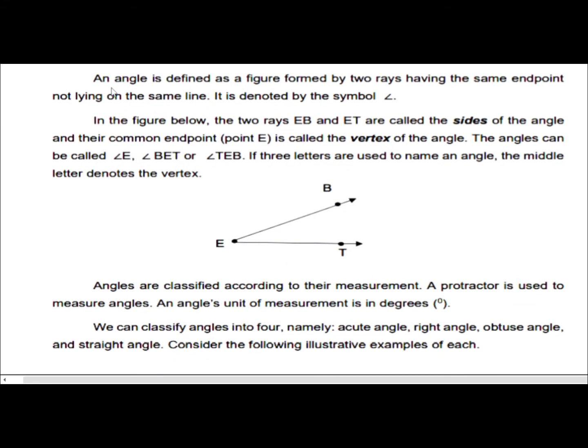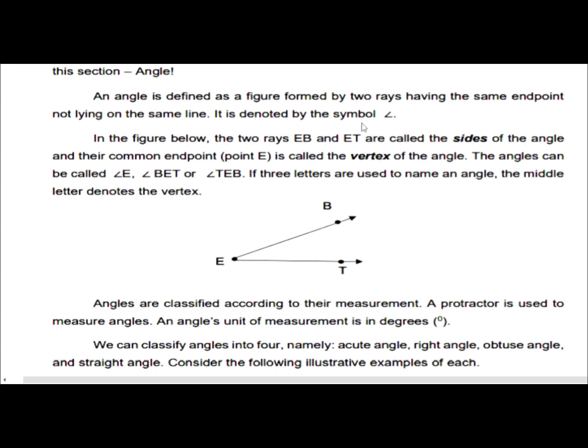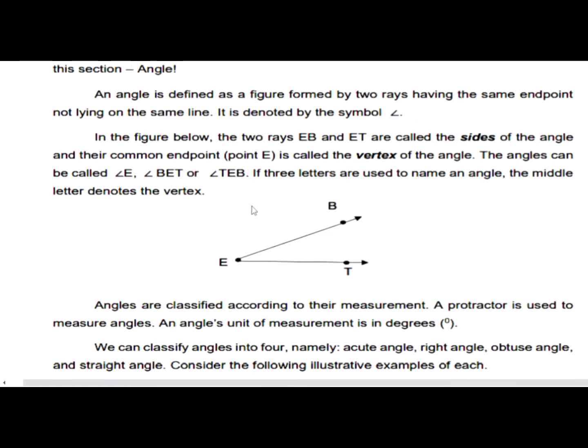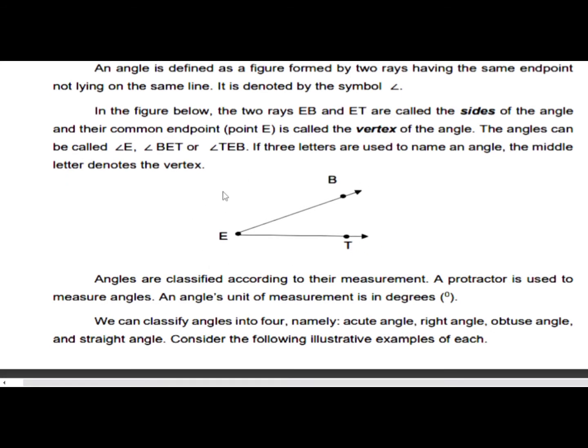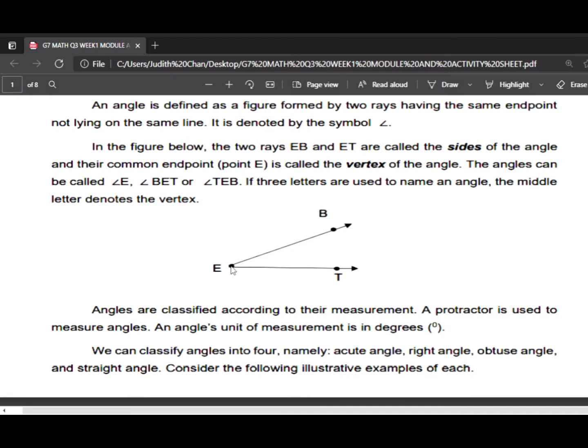Let us proceed to an angle. An angle is defined as a figure formed by two rays having the same endpoint not lying on the same line. It is denoted by this symbol for angle. Let us have this figure. In this figure, we have two rays, EB and ET. These are called the sides of the angle. And their common endpoint is point E. This is called the vertex of the angle.